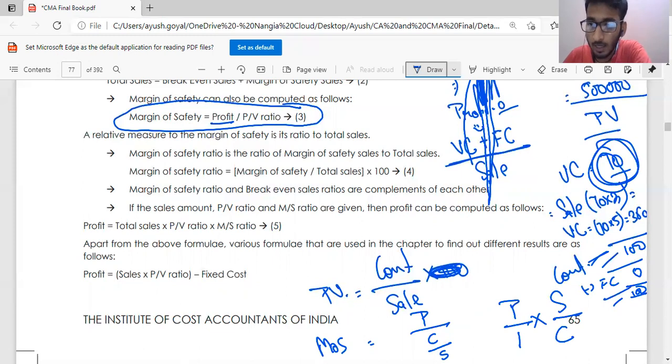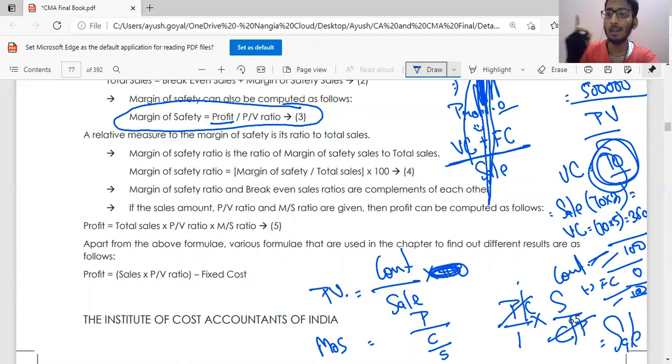So I can simply write here either contribution or profit. It would be eliminated. What is left? Sale. So by this formula, you can get your sale. So I can say margin of safety has a simple formula, profit upon PV ratio. This would be the formula of margin of safety, where you can simply arrive at sale.